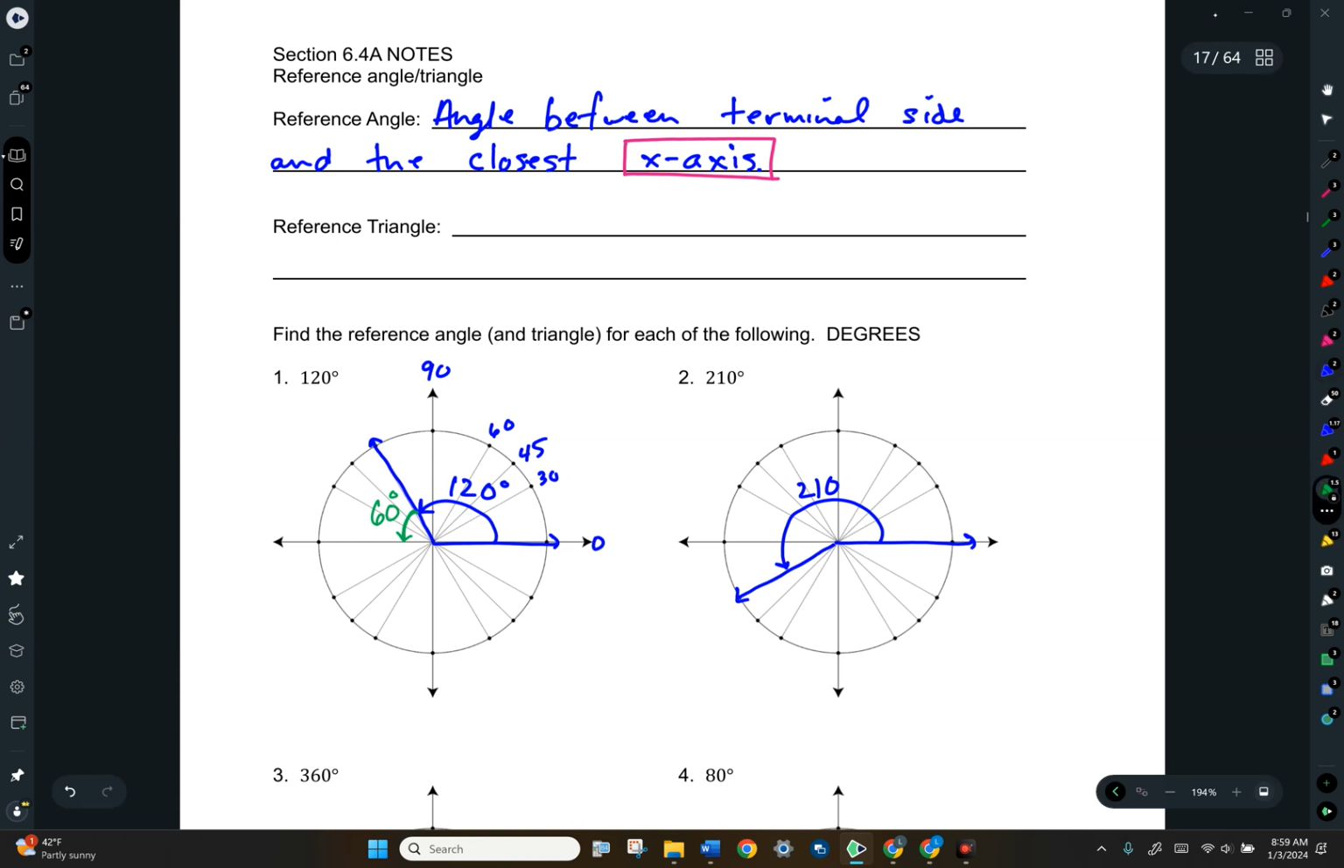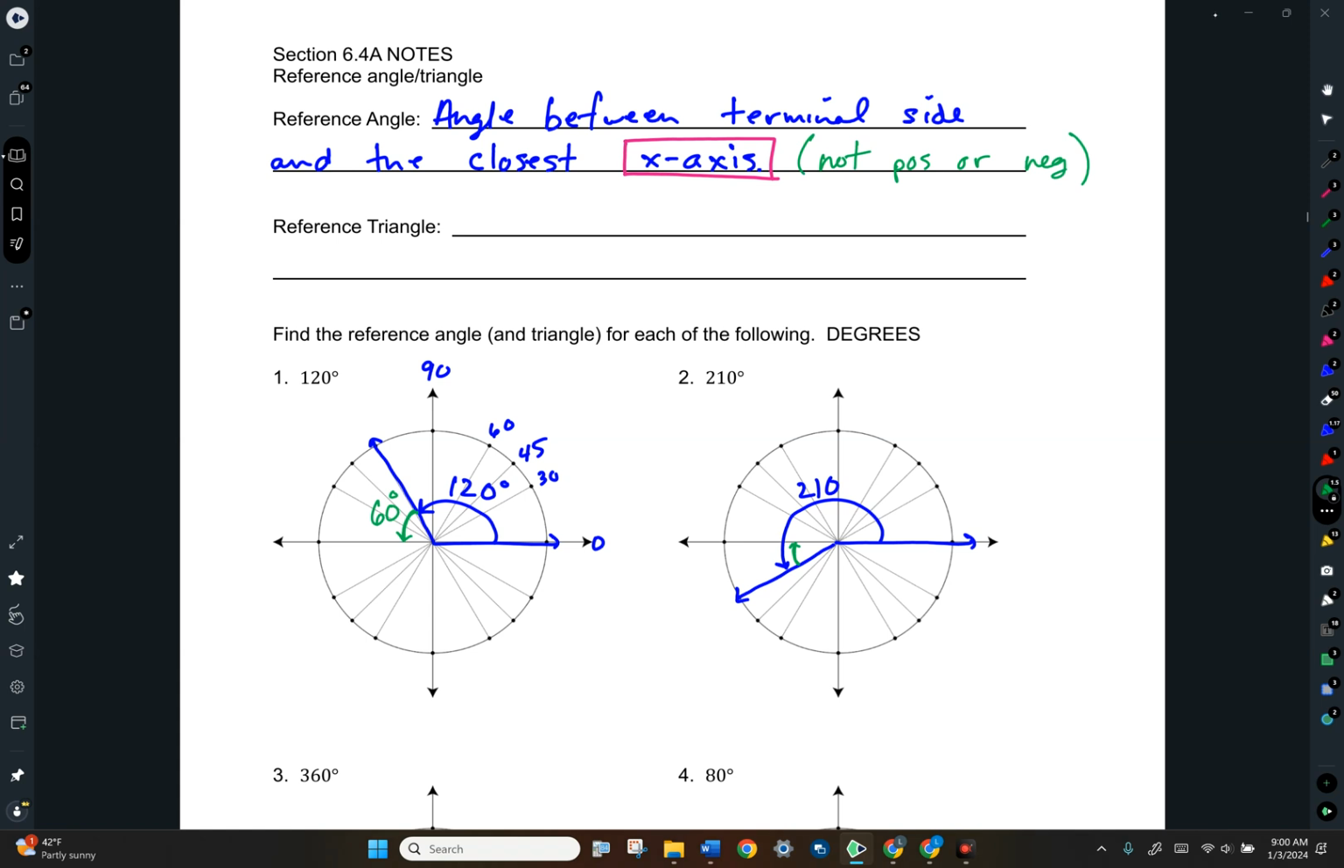So the reference angle is between the terminal side, so that side we ended on, and this time the closest x-axis is in this direction, so it doesn't matter which direction. And right now we're not talking about direction, so I don't care that it's going the other direction, it's just an angle measure. So a reference angle is not positive or negative. Maybe we should put that up here. Not positive or negative. So a reference angle is not about direction, it's only about a certain angle measure.